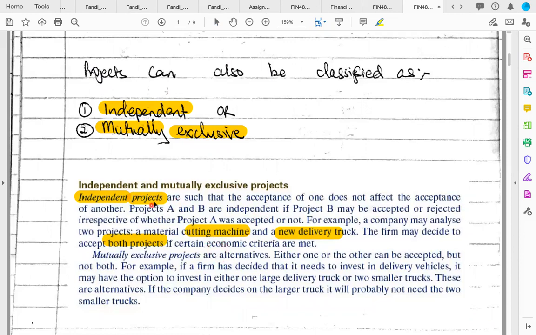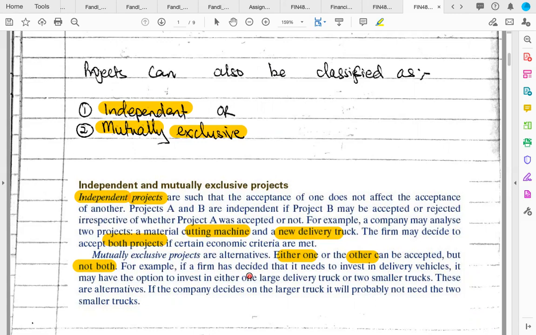So with independent projects, we are allowed to accept more than one project. We accept as many projects as we can, as long as the projects are profitable and as long as the projects are within our budget, okay? Compare that to mutually exclusive projects. With mutually exclusive projects, either one or the other can be accepted, meaning you can only accept one project. You can't accept both. So let's say you have three projects you're trying to choose from. If we say the projects are mutually exclusive, it means you can only pick one project from those three as long as the project is profitable.